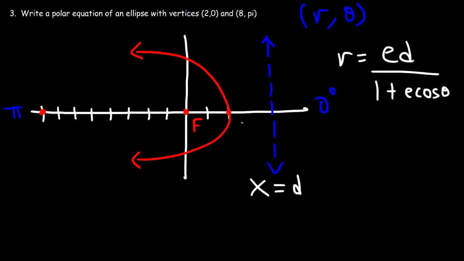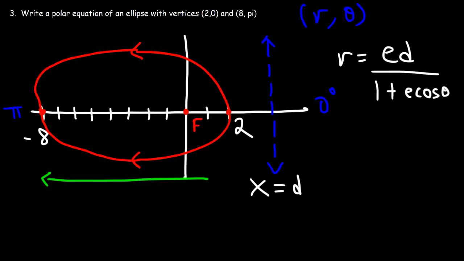In terms of rectangular coordinates, this has an x value of 2 and that has an x value of -8. So therefore, this particular ellipse has a major horizontal axis length of 2 minus -8, which is 2 plus 8, so that's 10 units long. And the major axis is equal to 2a. So 10 divided by 2 is 5. So a is equal to 5.